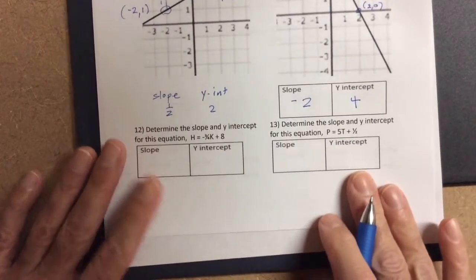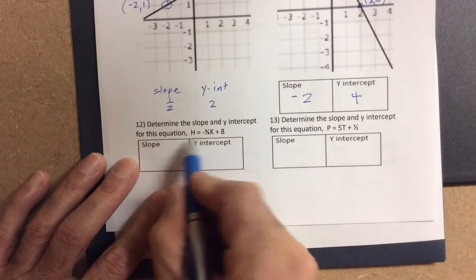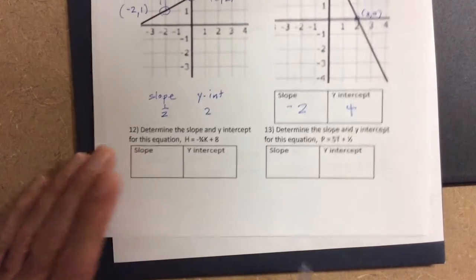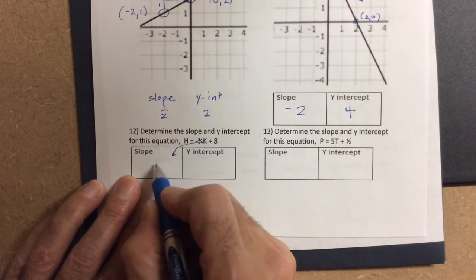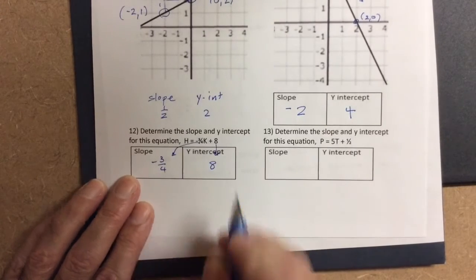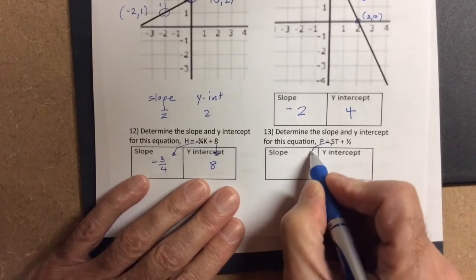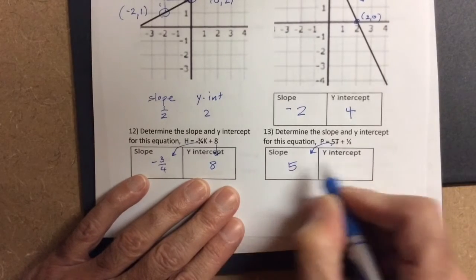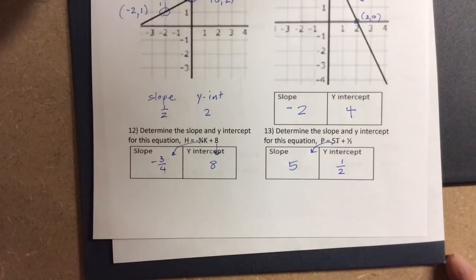Okay, 12 and 13. Awkward. Just because it has an H and a K instead of a Y and an X, or because it was so simple, some of you tried to make work out of this. The slope was -3/4, and the y-intercept was 8. Didn't mean to trick you. Tried to put some easy ones on there. Slope is 5, y-intercept 1/2. It was right there in the problem.